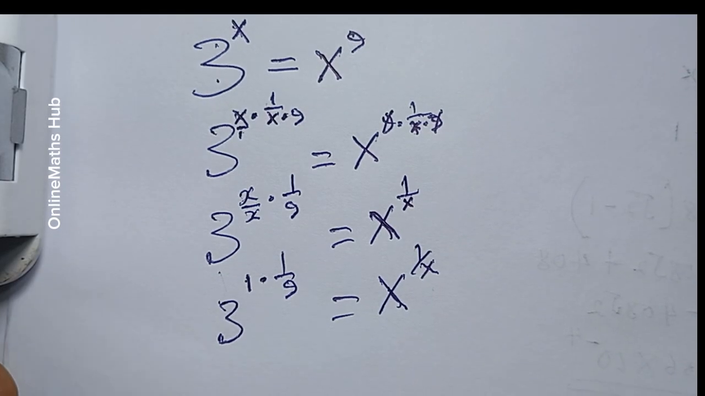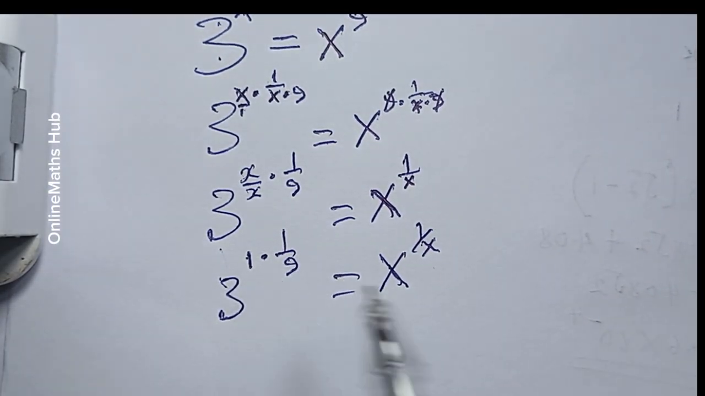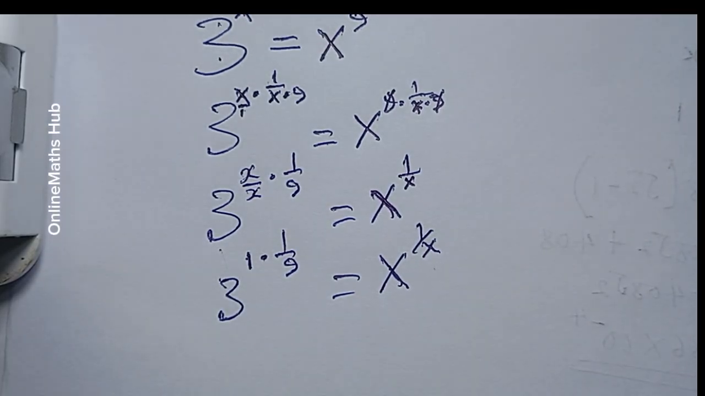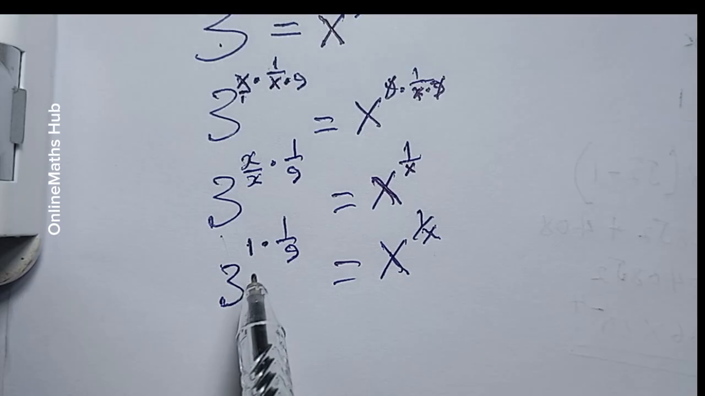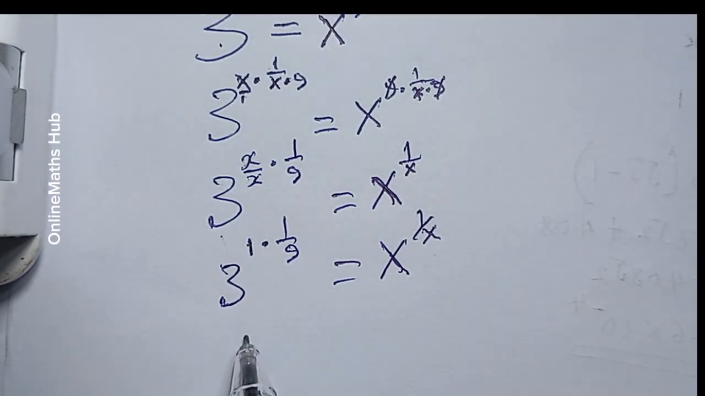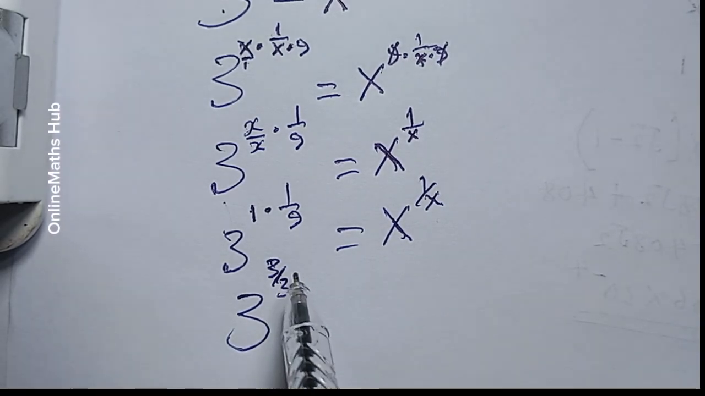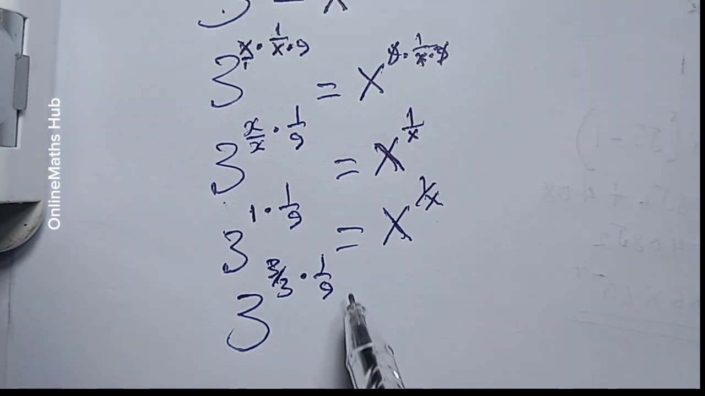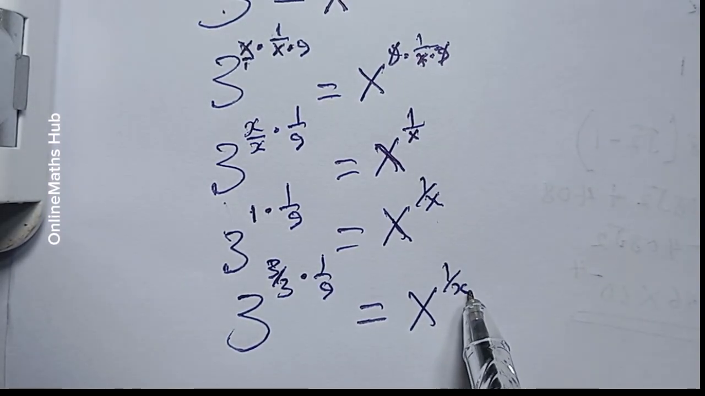Our job is just to keep looking for a way to simplify this left hand side so that we can also have it in form of the right hand side, and once we're able to achieve that, we can compare the two sides of the equation. That will help us to find the unknown. Then I'm going to write this one right here as 3 over 3, and of course it's still same as 1 multiplied by 1 divided by 9. And this is equal to x power 1 over x.